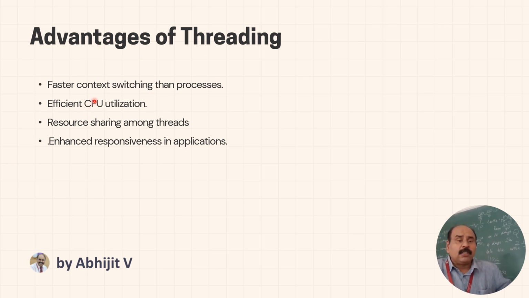But these are the basic points which can be considered when you have threading. You have faster context switching than processes. Instead of switching entire multiple processes, threading can make it much easier. More efficient utilization of the CPU, and resource sharing among other threads.